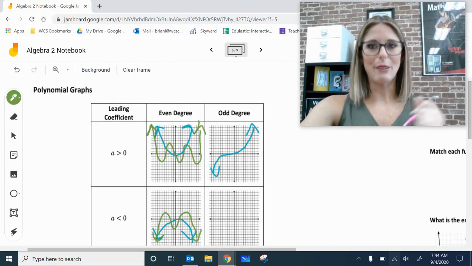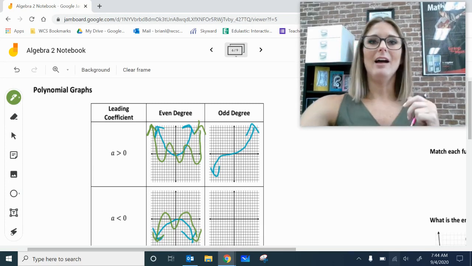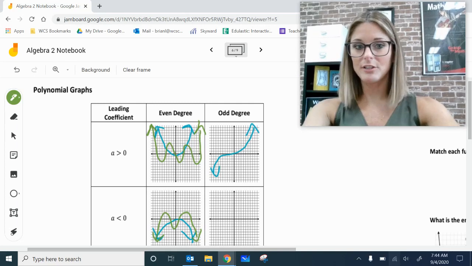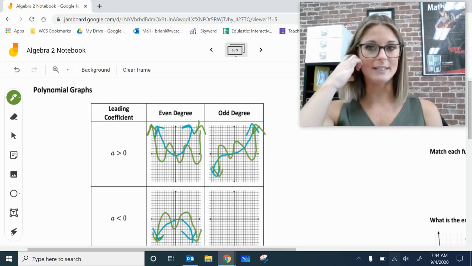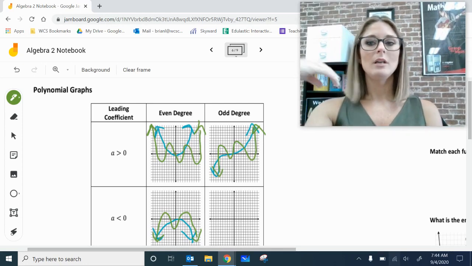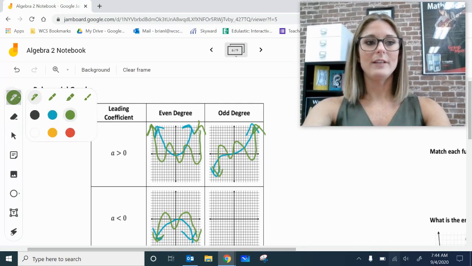What if it's not just a 3rd? What if it's 5th, a 7th, a 9th, whatever? You're still going to have a down arrow on the left, up arrow on the right. There just might be some extra humps and bumps in between, but it's still going to end in that same way. What if it's negative?